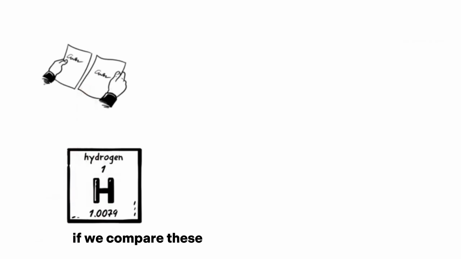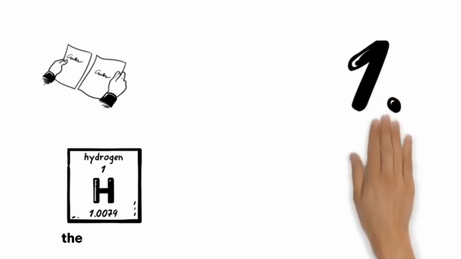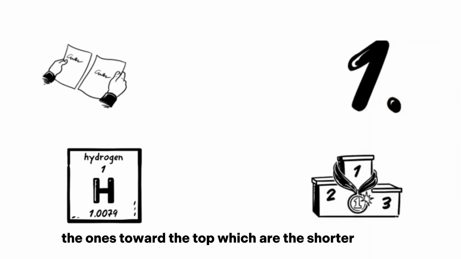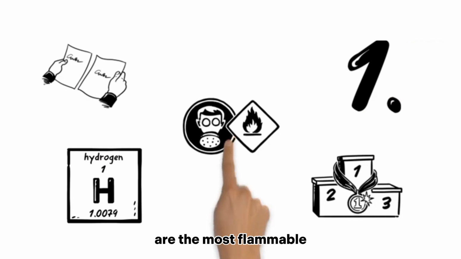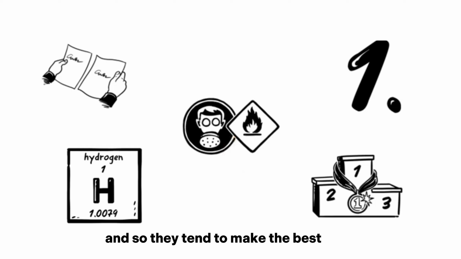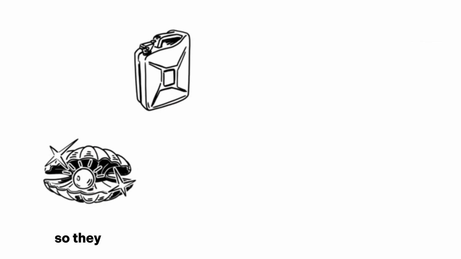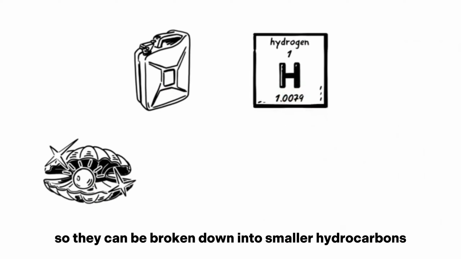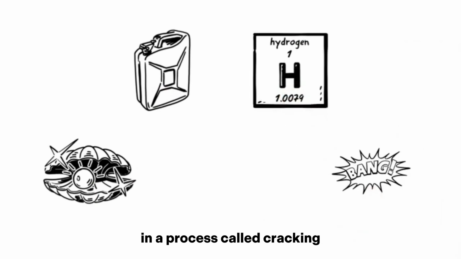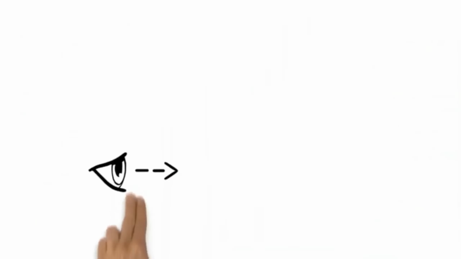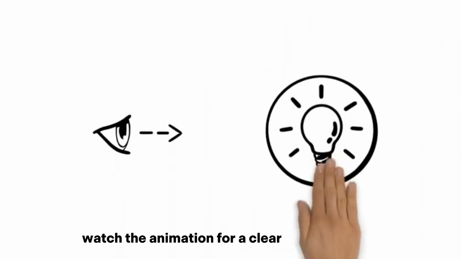If we compare these different groups or fractions, the ones toward the top, which are the shorter chains, are the most flammable, and so they tend to make the best fuels. Meanwhile, the longer chain hydrocarbons at the bottom are often poor fuels, so they can be broken down into smaller hydrocarbons in a process called cracking. Watch the animation for a clear understanding.